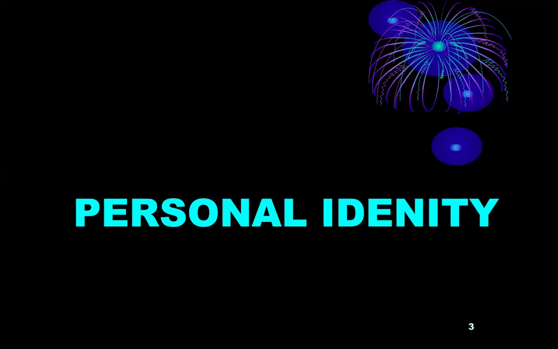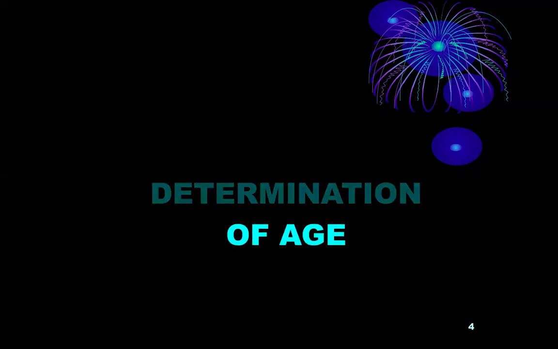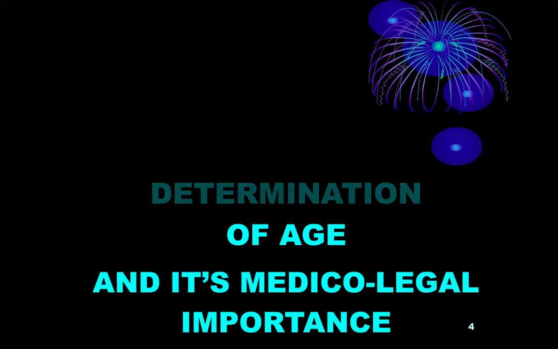This is the second lecture on personal identity. And in this lecture, we'll try to learn what the parameters for age determination are, why it is necessary, and what its medico-legal importance is. Age determination is sometimes a very necessary parameter in identity, so we have to understand it.